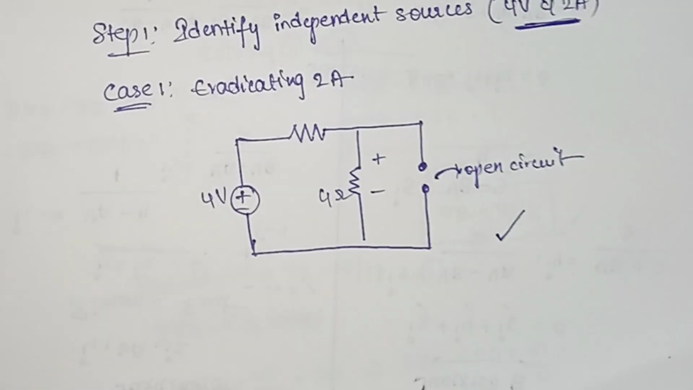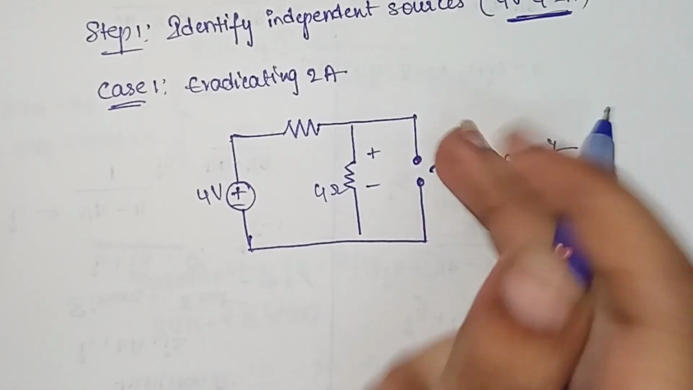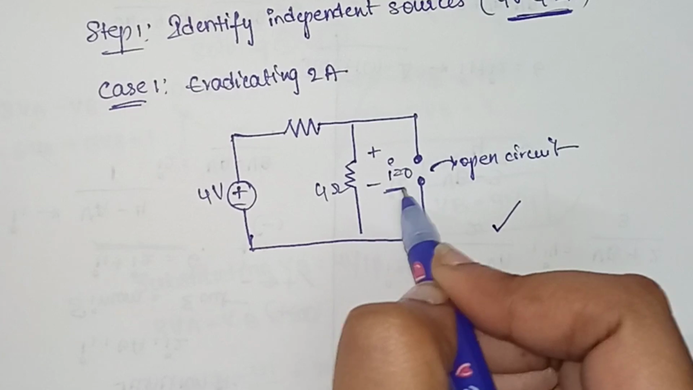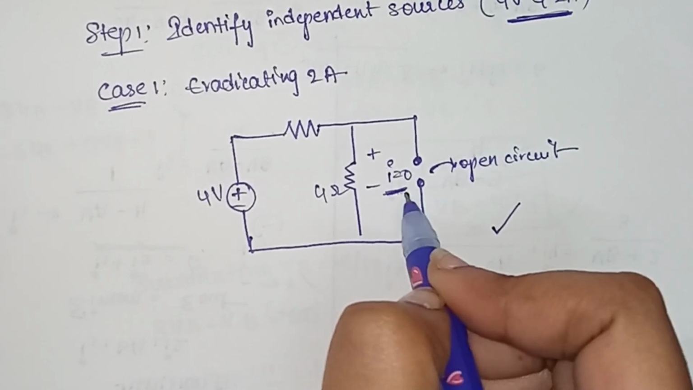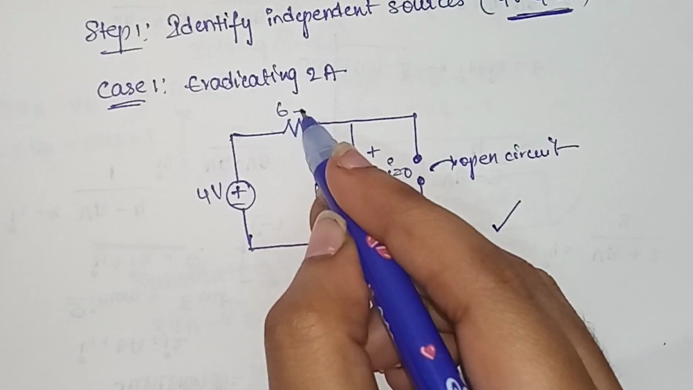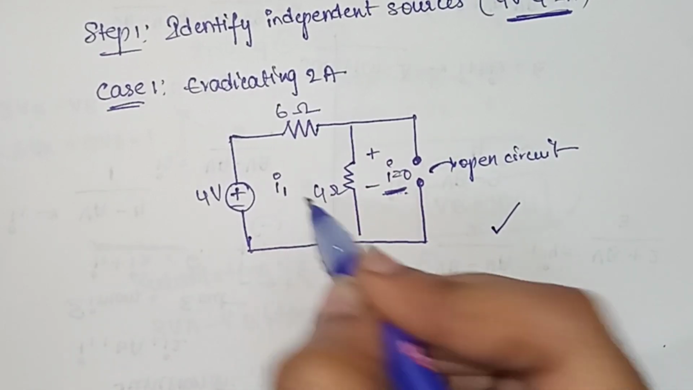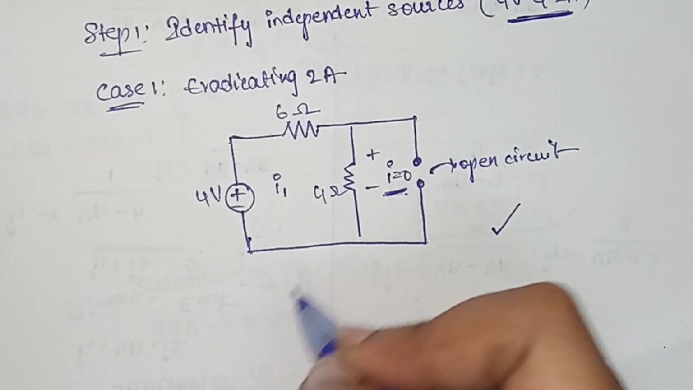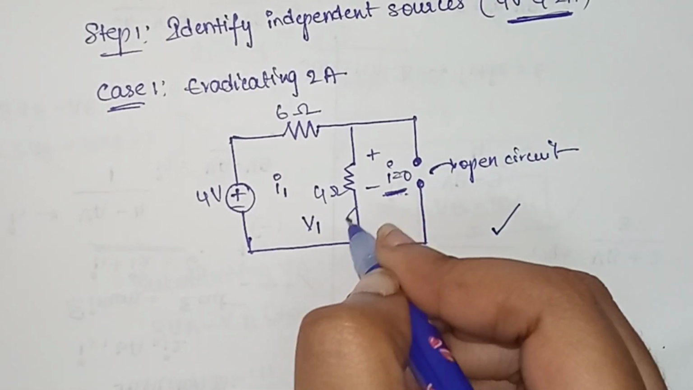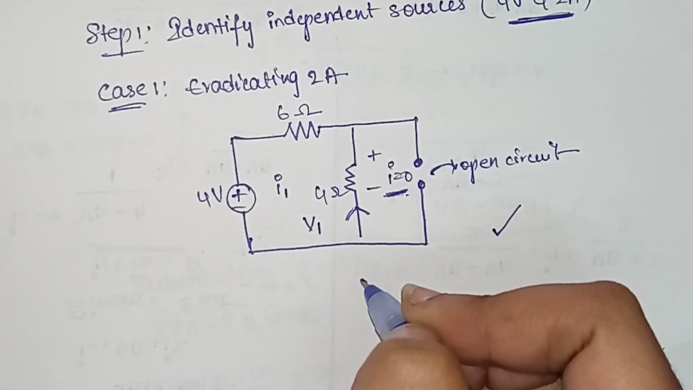Now what we need to do? Since this is an open circuit, the current here will be 0. There will be no current generated in this particular part, so we need to consider only this loop. The current passing in this loop, let it be I1, and the voltage across it that we need to find out, let it be V1. So the voltage we are going to find out is V1.